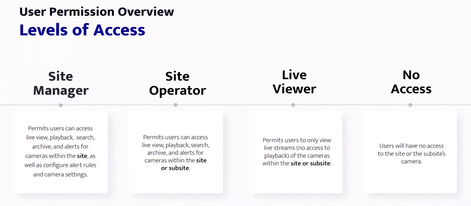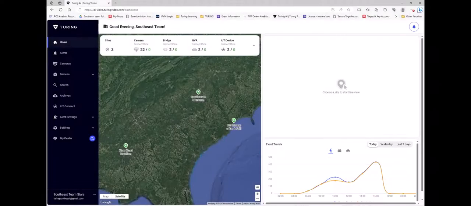Before creating a user, let's talk about subsites and look at how to create them. A site, which we will refer to as root site, is created during the installation process. All cameras are added to the root site by default. In order to granularly manage user permission, the admin could create a subsite underneath the root site which will allow the admin to parse out specific cameras.